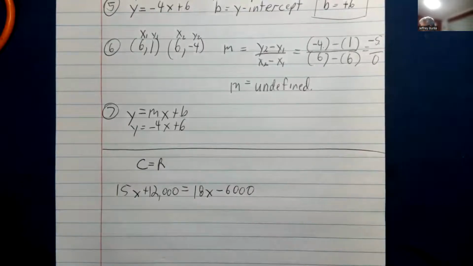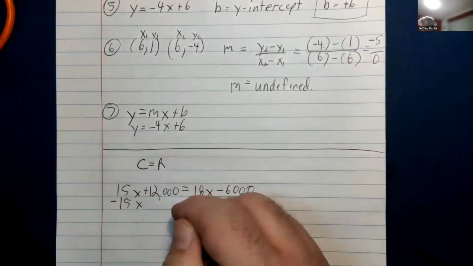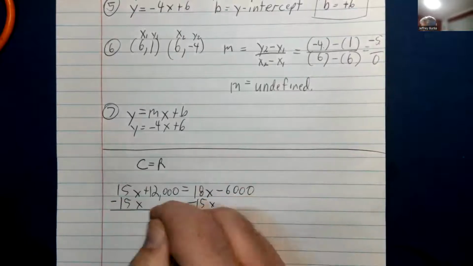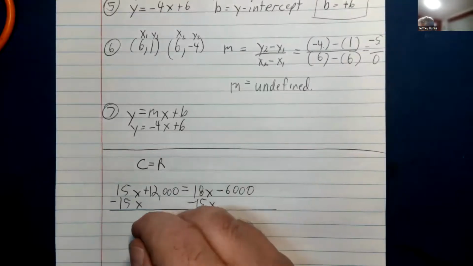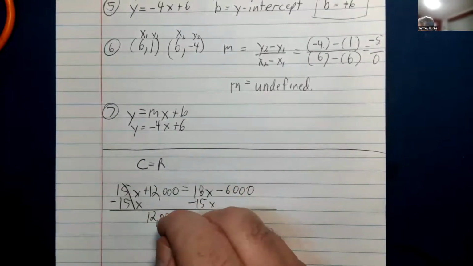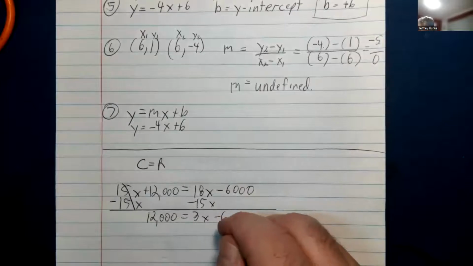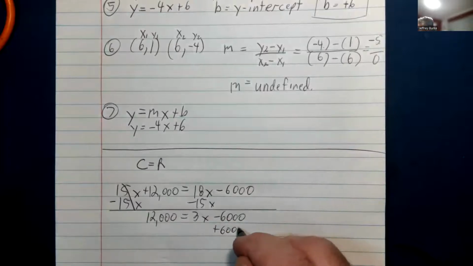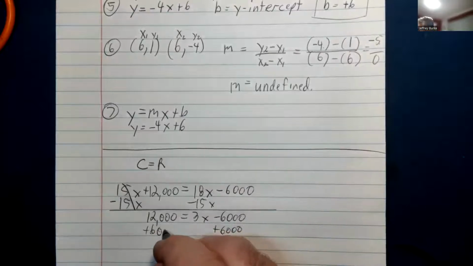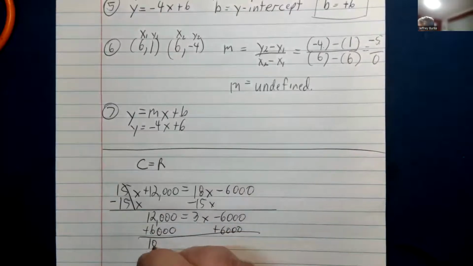Now, what I usually like to do is, if I can keep the x positive, I will. So I'm going to subtract 15x from both sides. Now, you don't have to do it this way. You could subtract 18x from the other side to keep the x on the left and then bring the 12,000 over. That's perfectly fine. This is just my method. So this is going to be 12,000 equals 3x minus 6,000. If I add 6,000 now, then I'm going to have 18,000 equals 3x.